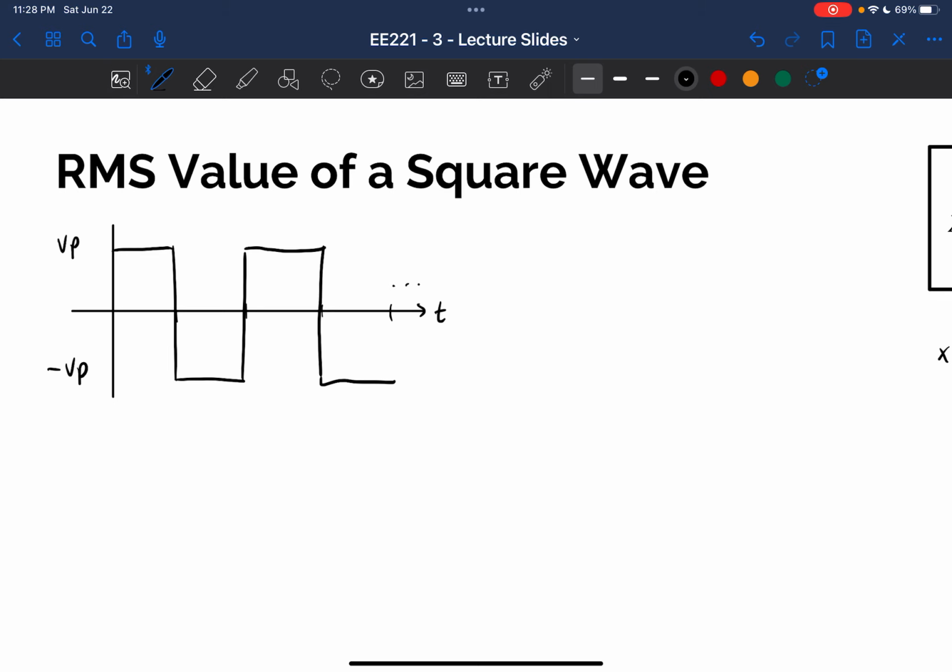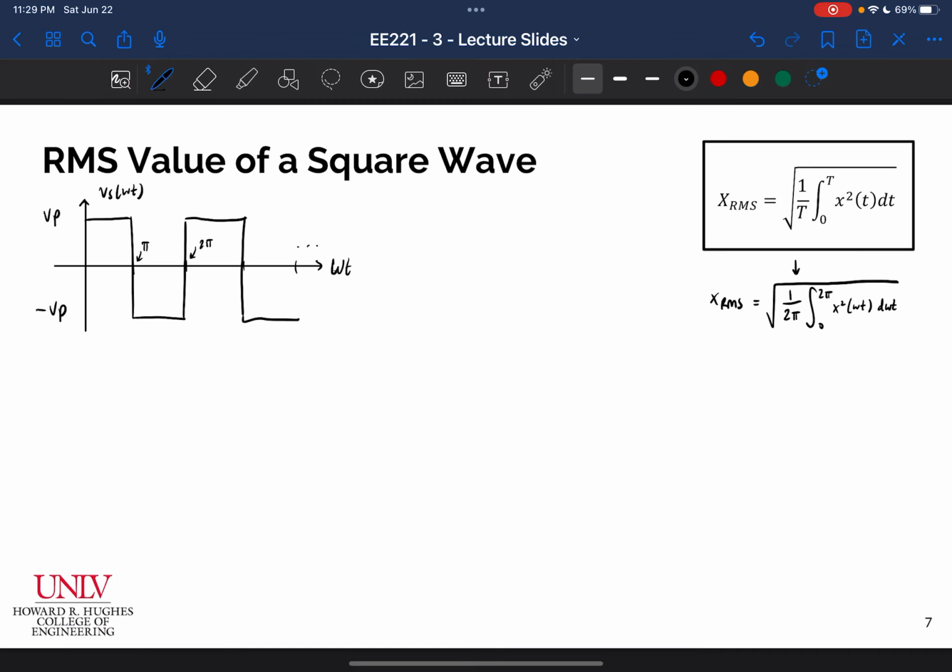Sorry, we'll do omega t because I want to use that other formula. And so we're going to call this one pi, and this one will be 2 pi. All right. And so this will be my Vs of t. Sorry, Vs of omega t. I keep making that mistake now. If I do this, I can say that my Vs of omega t is equal to Vp from 0 less than omega t less than pi, and minus Vp from pi to 2 pi, right? Just like that.